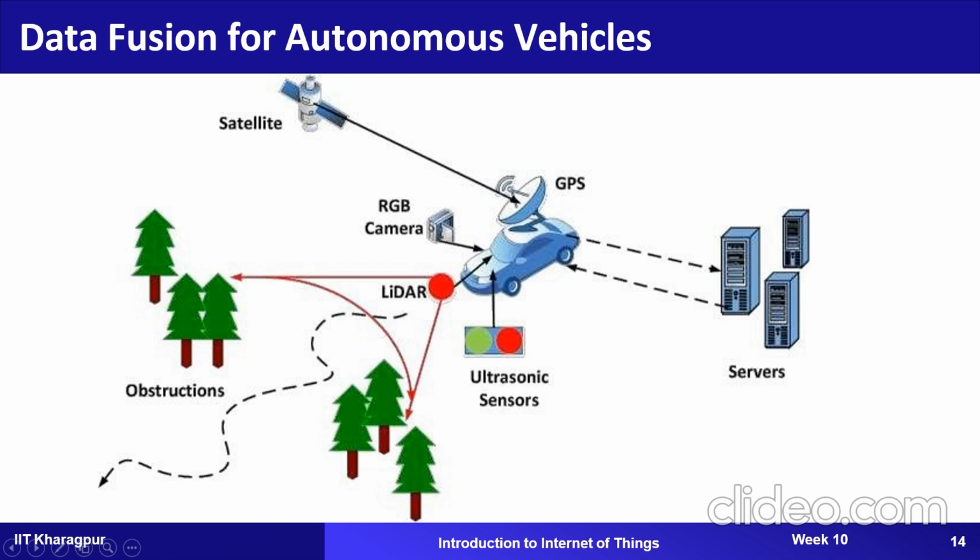Now this is an example of data fusion. Basically, on this car different kinds of sensors are used, for example ultrasonic sensor, lidar, and RGB camera, in order to detect obstructions. Further, on the basis of the data collected by these three sensors, the obstructions are detected, and further that information is sent to the server or to the satellite in order to make some processing.